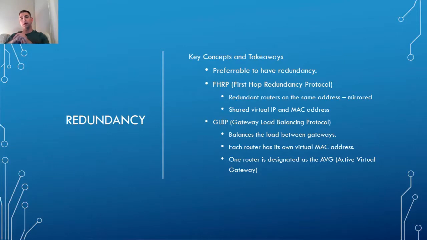So you have the Gateway Load Balancing Protocol, or GLBP, which balances the load between the gateways, and each router has its own virtual MAC address. And then, of course, one router is designated as the active virtual gateway, so both routers remain active and they process traffic as needed.